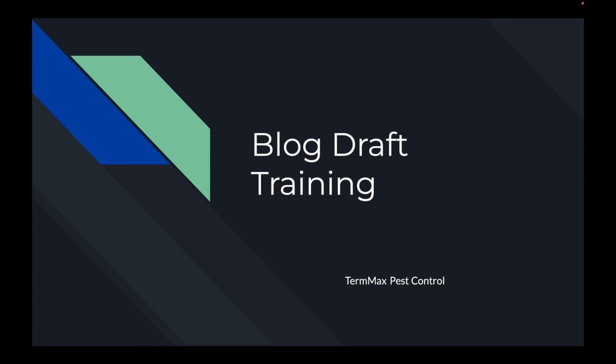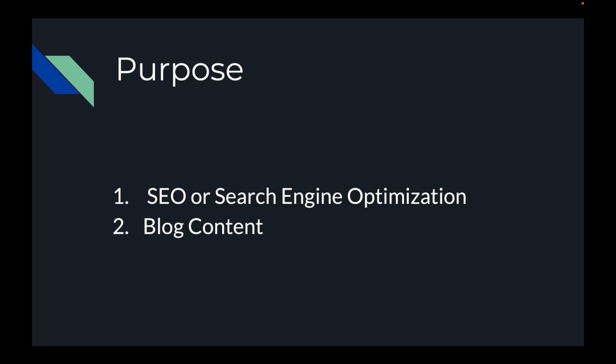Today we're going to walk through the process of creating a draft for our blog. The purpose of our blog is to have the best search engine optimization that we can. This is the process by which we try to rank number one on Google whenever someone searches for our company. The way that we do this is through blog content.